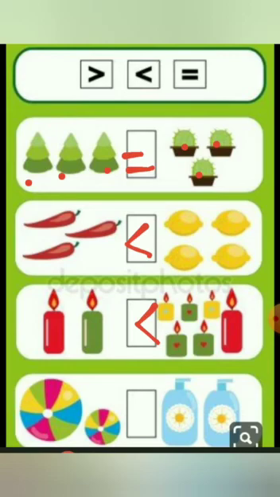Count these balls. 1, 2. There are 2 balls in one group. Count these hand washes. 1, 2. There are 2 hand washes. On both sides there are equal. So 2 equal to 2.